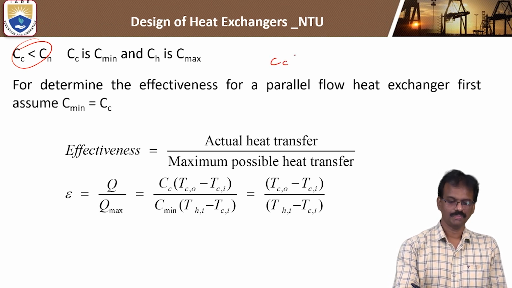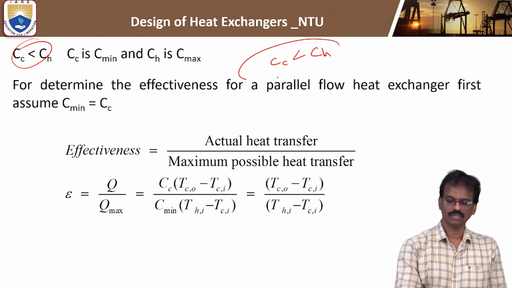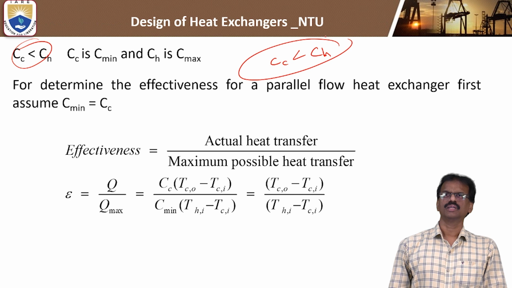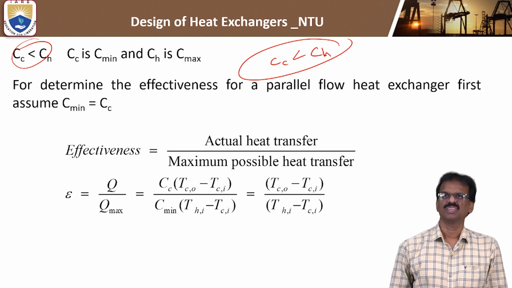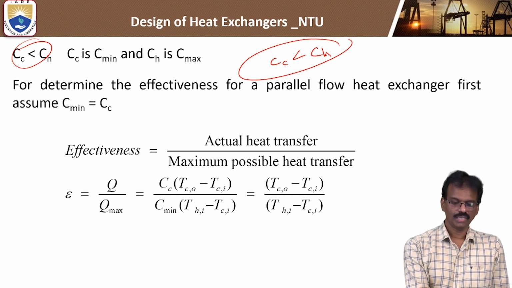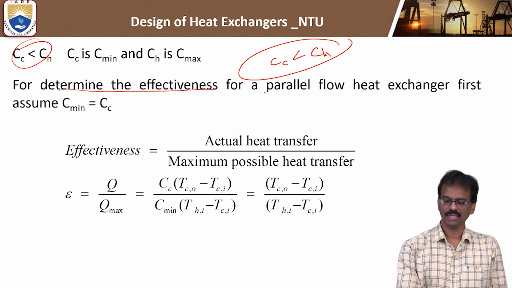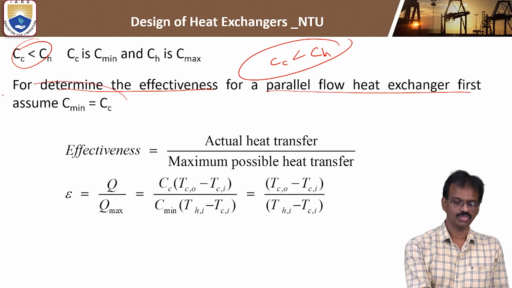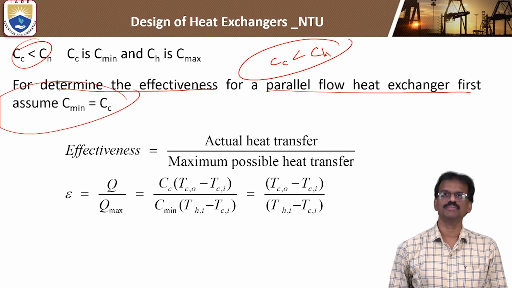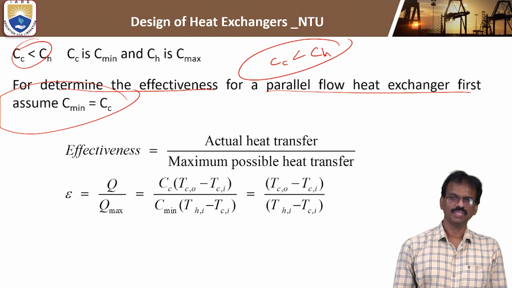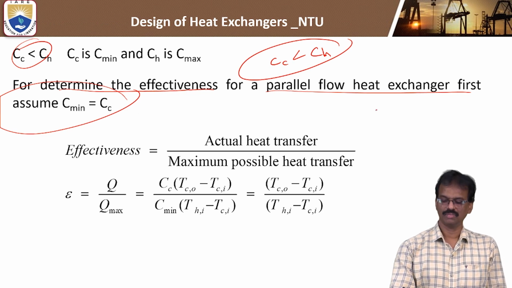So the cold fluid specific heat is less than that of the hot fluid, CH. Using this condition, I'm going to solve for the rate of heat transfer through the NTU method. To determine the effectiveness for the parallel flow heat exchanger, I'm assuming C minimum is equal to CC. If CC is C minimum, then C maximum is equal to CH.